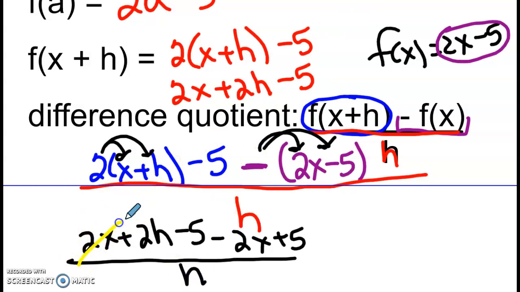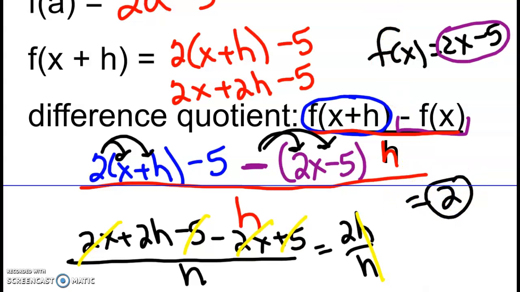Nicely with the difference quotient, several things will cancel out. I end up with 2h over h. Well, something else cancels out. 2h over h is just 2. The answer to my problem is 2.